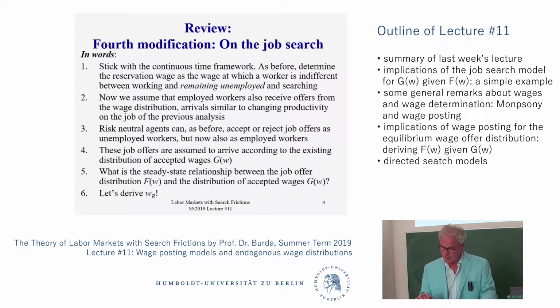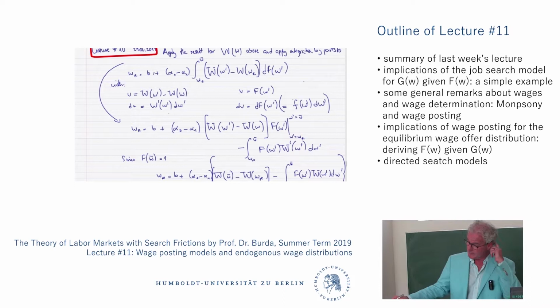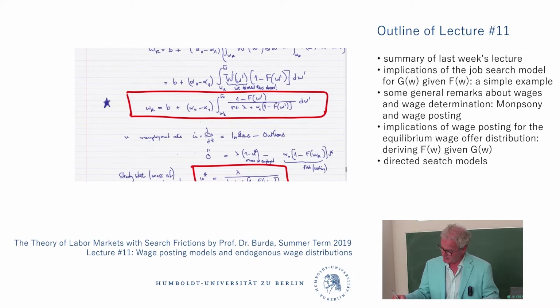Okay, so last time we derived the reservation wage. We took this general formula and we used that fancy result using Leibniz rule to get rid of the value functions from the reservation wage expression on the right-hand side, and we ended up getting this really intuitive expression. The reservation wage in the on-the-job search model depends on the income in unemployment plus a differential, and then you've got this complex integral on the right-hand side, which involves the distribution of wage offers.